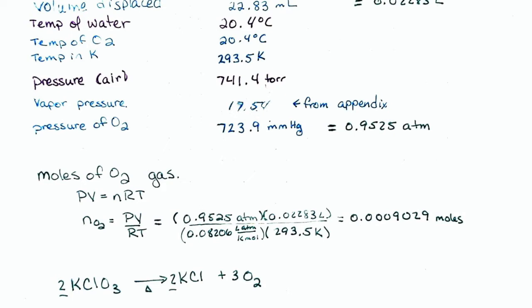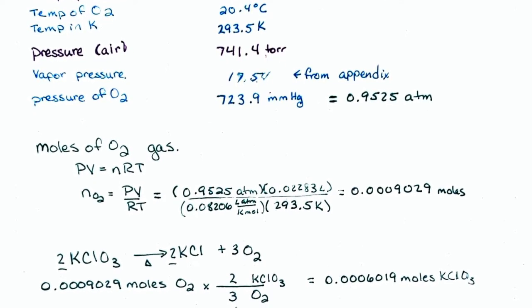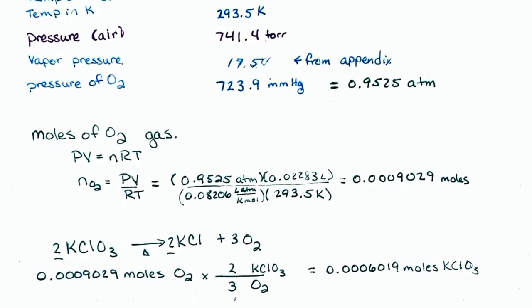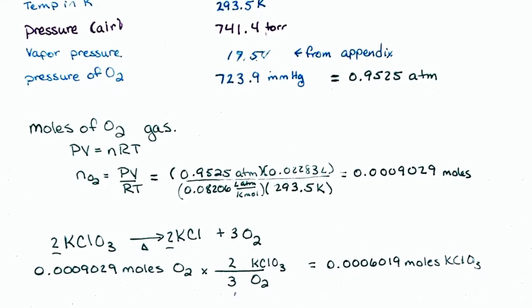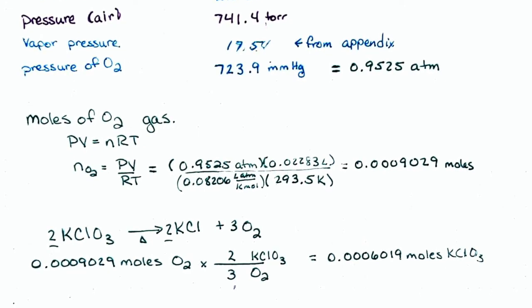Now we need to convert to the moles of the potassium chlorate, the material about which we want to know something. So we need the balanced chemical equation. We're going to use the stoichiometric factor or molar ratio based on the coefficients of oxygen, which is 3, and potassium chlorate, which is 2. Take the very small amount of moles of the oxygen and multiply this by the coefficient of the potassium chlorate and divide by the coefficient of the oxygen. Your number should get even smaller at this point. We now have moles of potassium chlorate.